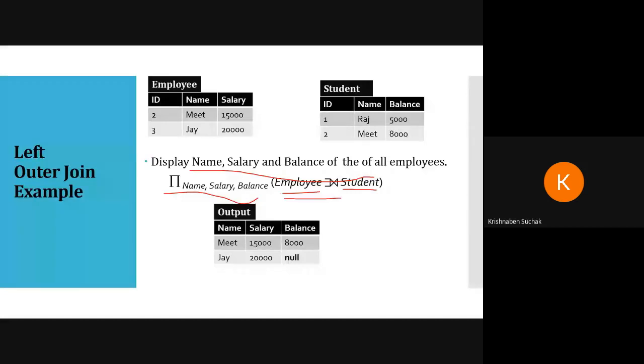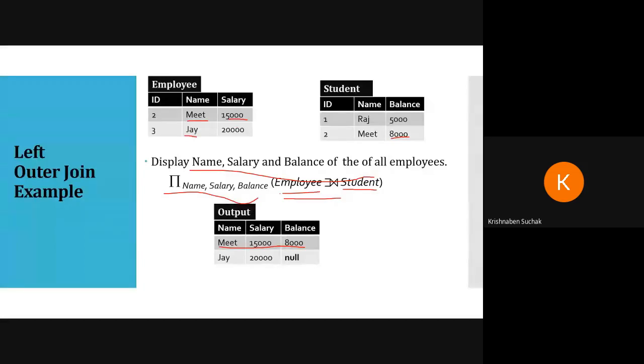How am I getting the data? Meet has salary 15,000 and balance of Meet is 8,000. So I got the complete data of Meet. Now I want the complete data of Jai. Even if Jai does not exist in the second relation, student, I still need to show it, because this is a left outer join. So it will always show me all the data of all employees.